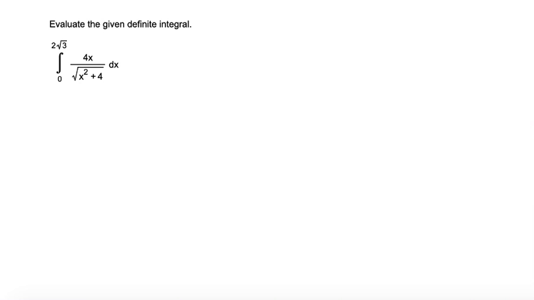So we have another definite integral that has an inside function and an outside function, where the inside function is x squared plus 4. So we'll make our u, I'll do it over here, u is equal to x squared plus 4. And if we take the derivative of that, we get du dx is equal to the derivative of x squared, which is 2x. The derivative of 4 goes to 0.